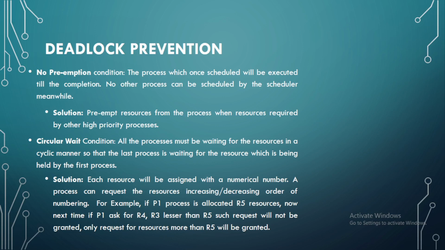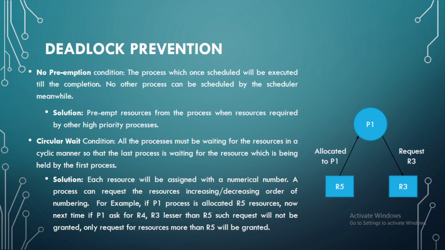For example, if process 1 is allocated resource 5, next time, if process 1 asks for resource 4 or 3, which is less than 5, such a request will not be granted. Only a request for resources more than 5 will be granted.